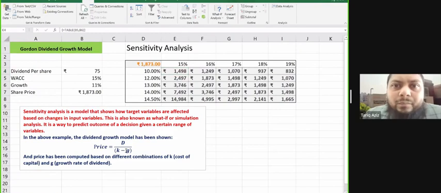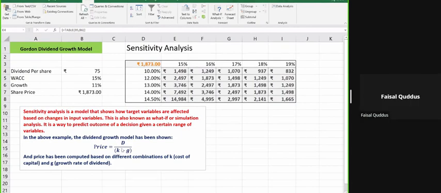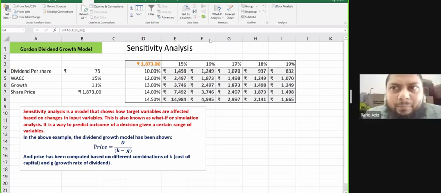So these are the three inputs in the formula. The first one is dividend. The second one is cost of capital, or weighted average cost of capital, which is denoted by K. G is the growth rate. Growth rate of what? Growth rate of dividend. So if we have these three inputs, we can calculate the share price. What should be the fair share price based on this model given by Gordon.